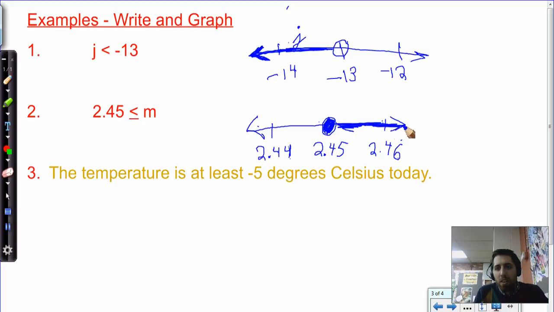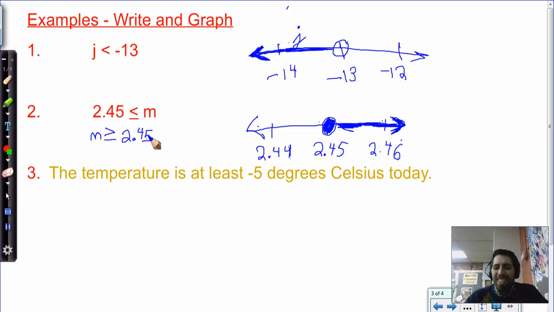And that's an important thing to realize, is that when the variable comes after the symbol, we need to kind of switch our thinking. Some people will rewrite that so they can read it the appropriate way. They'll say, okay, well I know that m is getting eaten, so that's the way a lot of people learn it. So m is greater than or equal to 2 and 45 hundredths. So that's on the right side.